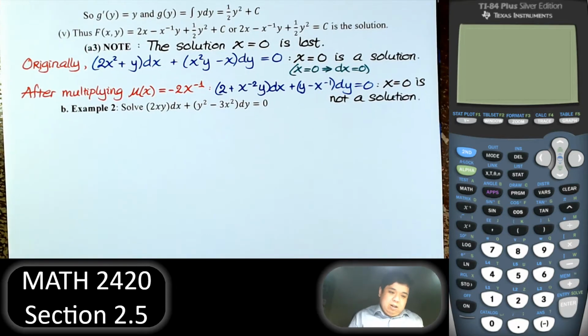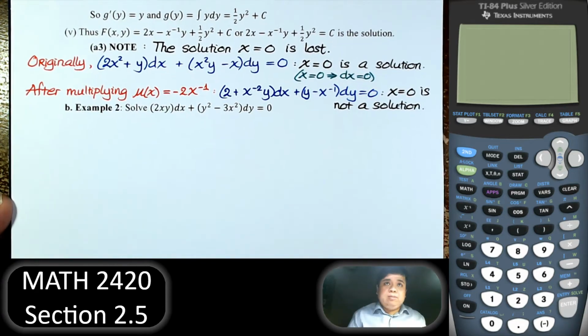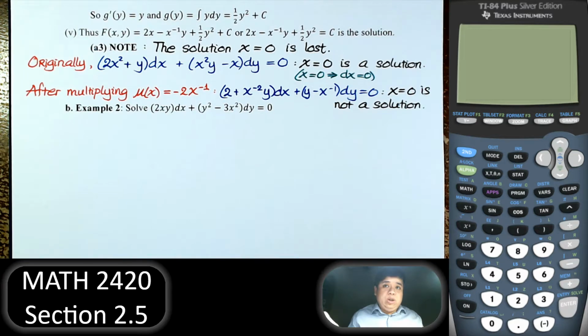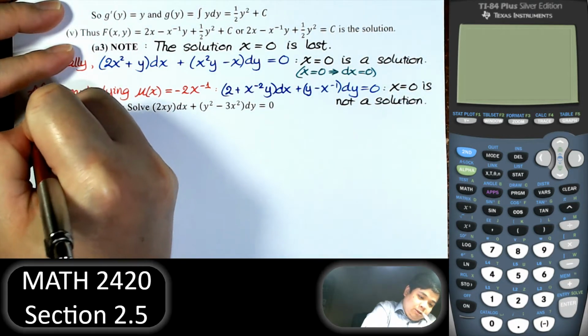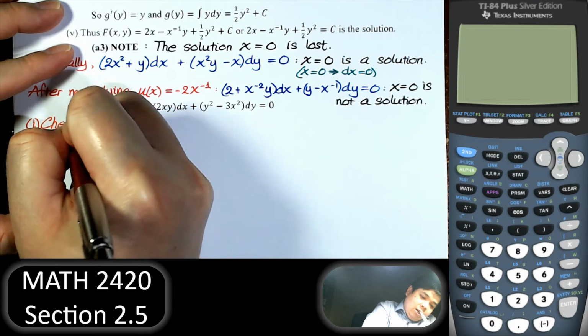Right, and now let's look at the second example here. So the first thing is, we check to see if it is exact. If it's not exact, try to see if we can make it exact. First, check for exactness.